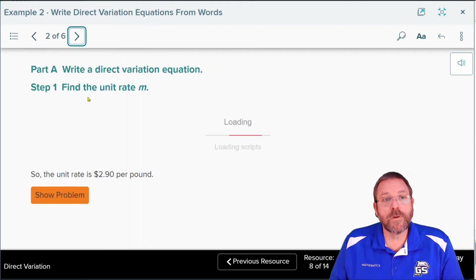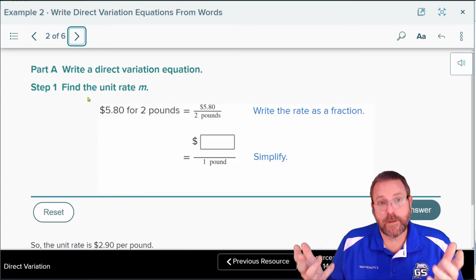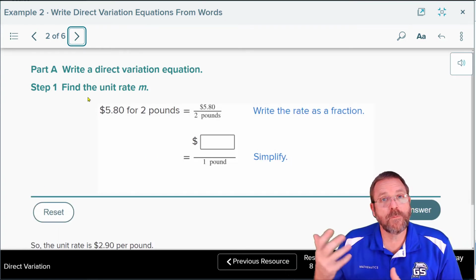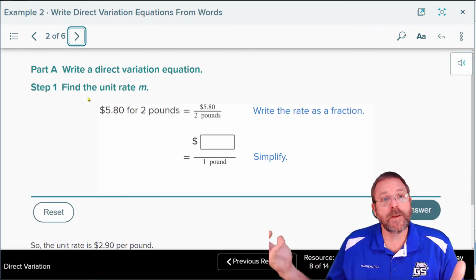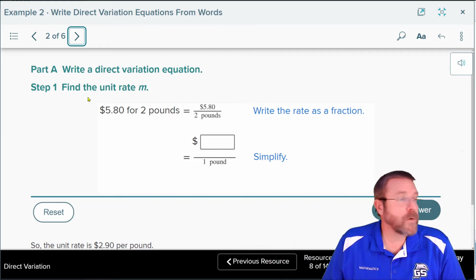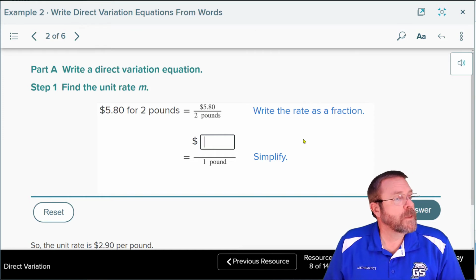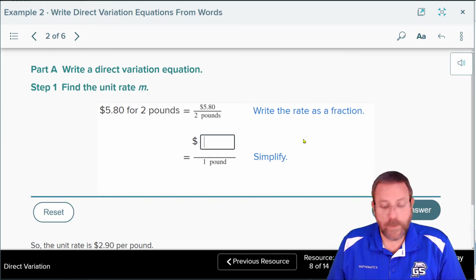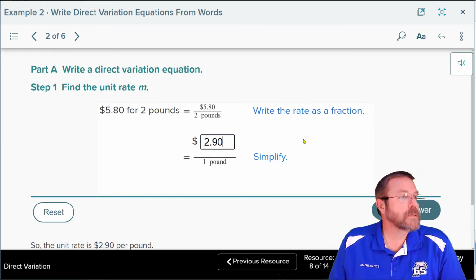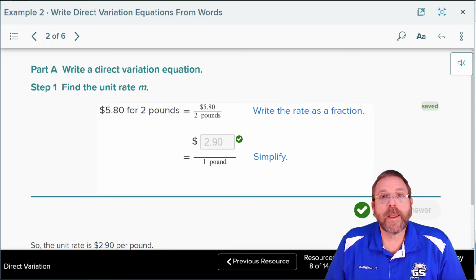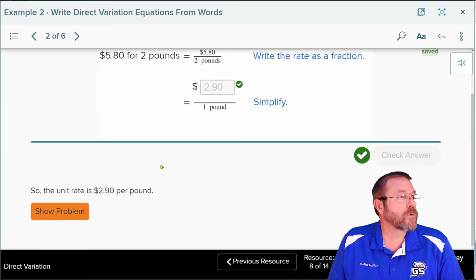First thing we need to do is find the unit rate for m. That means we need to relate that 2 pounds for $5.80 and find out what 1 pound is going to cost. So $5.80 divided by 2, that's going to be $2.90 is how much 1 pound is going to cost. So we've accomplished the first part.